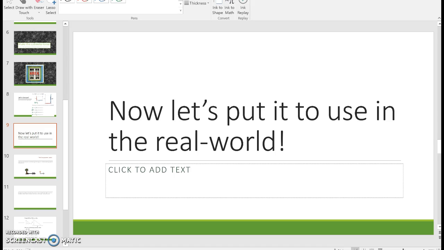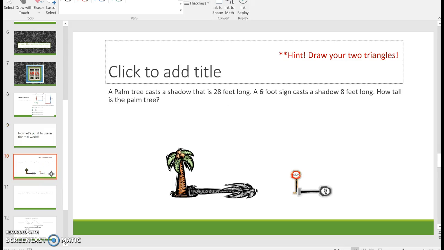So now we're going to look at some real world examples. Make sure that you are putting them in your notes. Okay, so the first one says a palm tree casts a shadow that's 28 feet long. A 6-foot sign casts a shadow that's 8 feet long. How tall is the palm tree? So we are going to go ahead and draw two triangles, top to the top. So don't worry about drawing your signs and your tree, just draw your triangles.